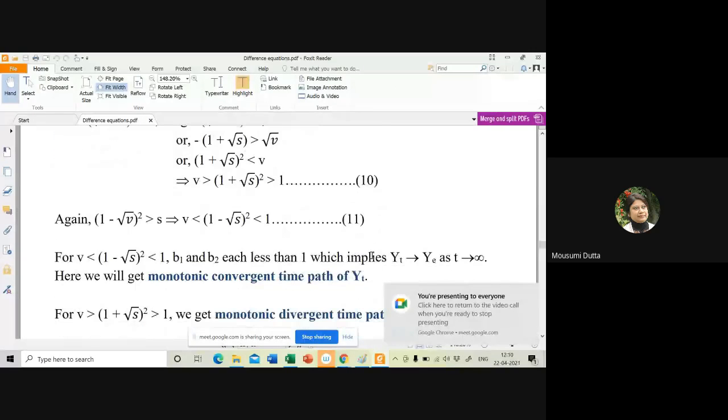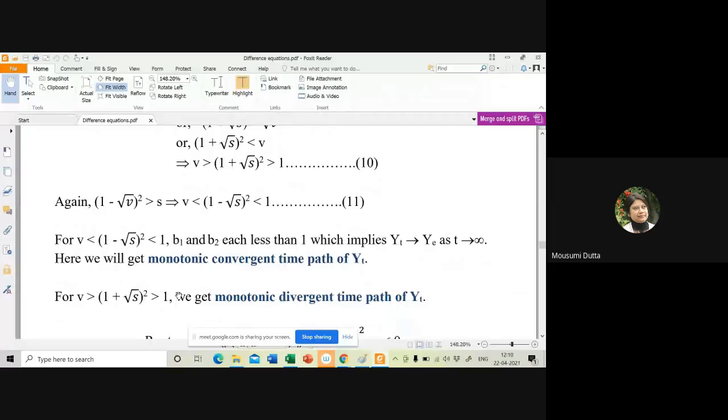Okay, so 10 and 11 are there. Please look at the statement. For V less than 1, minus root s whole square less than 1, B1 and B2 each less than 1, which implies yt tends to ye as t tends to infinity, and hence we get a monotonic convergent time path of yt. On the other hand, for equation number 10, V is greater than 1 plus root s whole square, greater than 1.